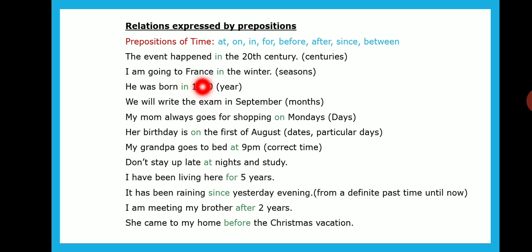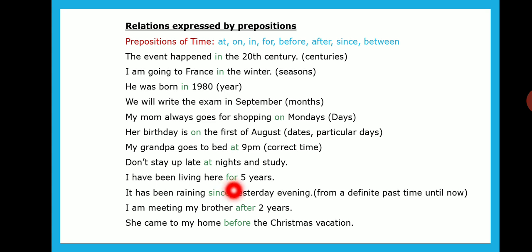I am going to France in the winter. When we are talking about years, we use the preposition in. When we are talking about months, we use the preposition in. When we are talking about days, we use the preposition on. So note all these things. Precise time, then we use the preposition at. I wake up at 5 a.m. Don't stay up late at nights.